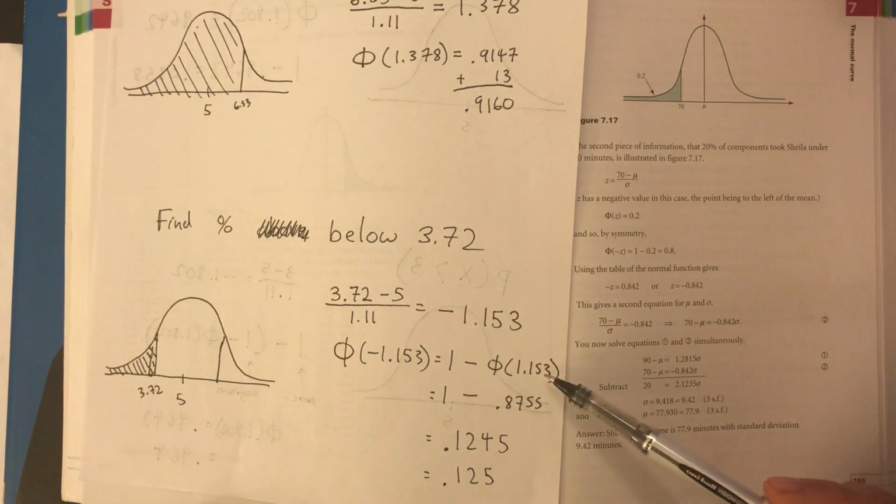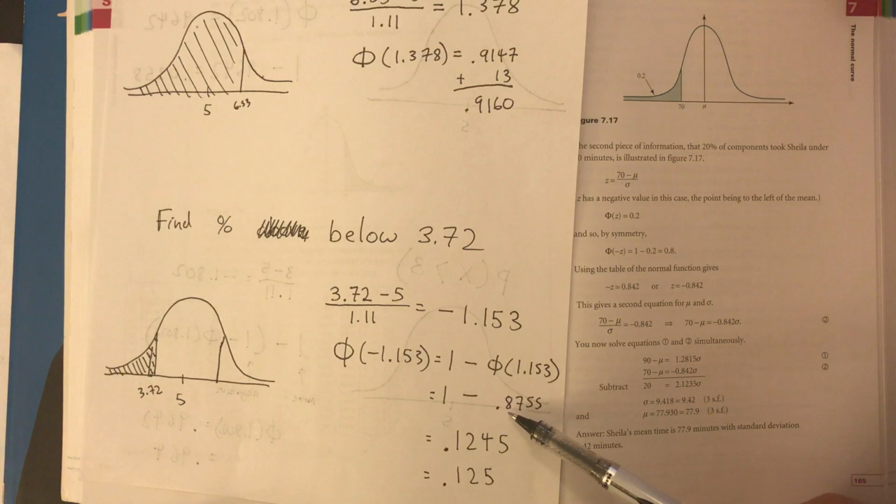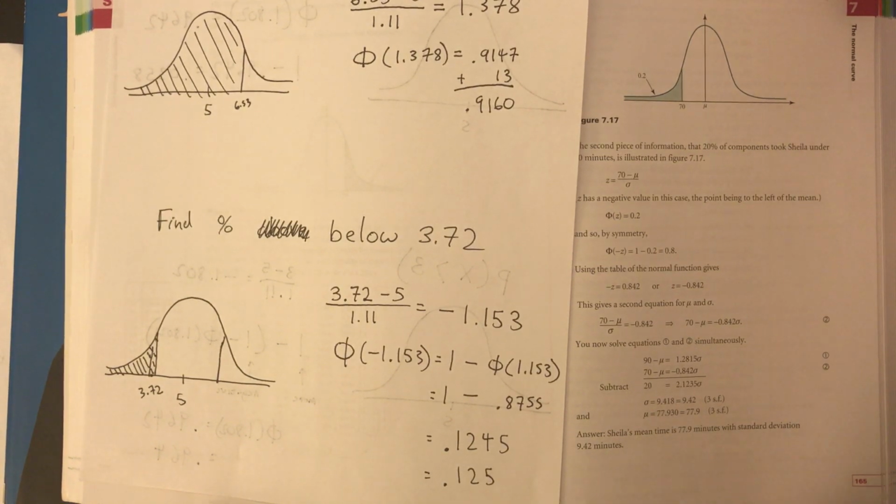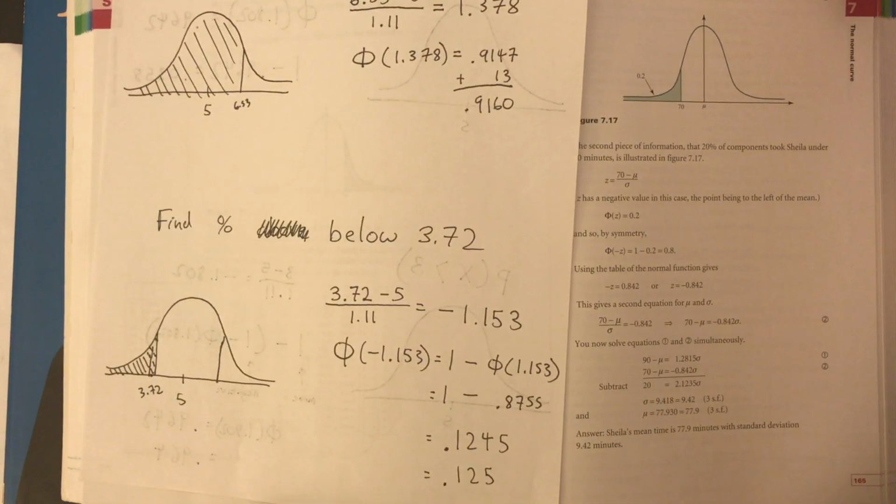So look this one up in the table. The positive gave us 0.8755. Minus it from 1, and we have this 12% answer, rounded to 3 significant decimal places.